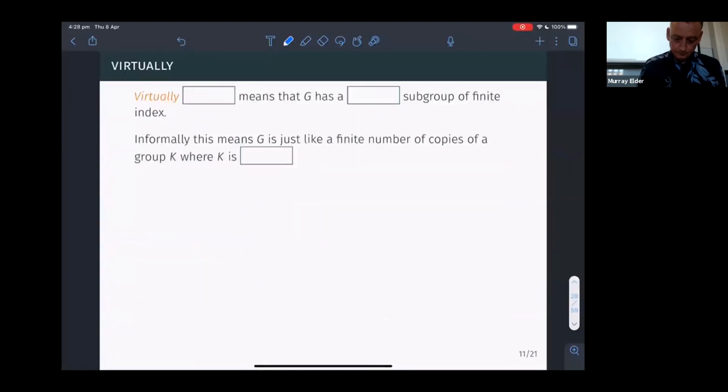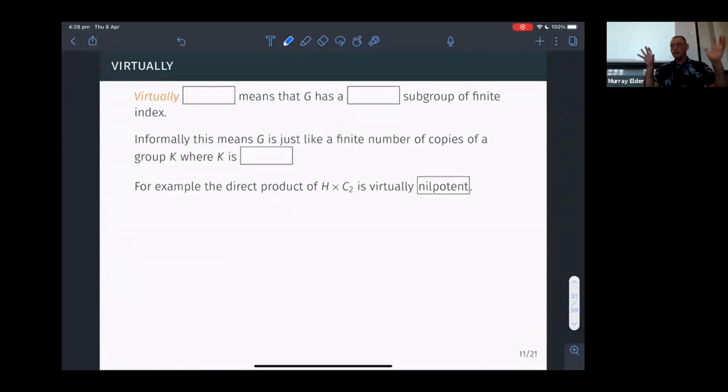Virtually, let me put all this up. Virtually blank, and you can fill in the blank with any group property that you like. So virtually trivial, if you like. A group is virtually something if G has a something subgroup of finite index. So a finite group has the trivial group as a finite index subgroup. That's why we always make that stupid joke.